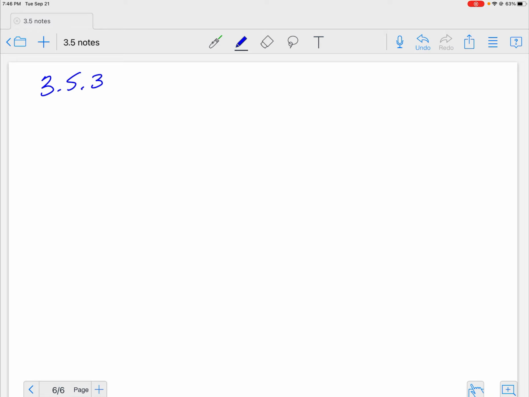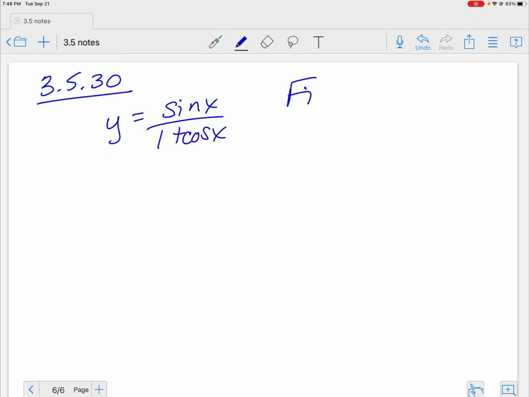Okay, last example. I'm taking it out of the book, 3.5.30. Y is equal to the sine of x over 1 plus cosine x. And I have to find the derivative, of course. dy dx. That doesn't look like a d, so let's fix that, shall we? All right, so what do we get to do here? Yeah, we do. Quotient rule, right?